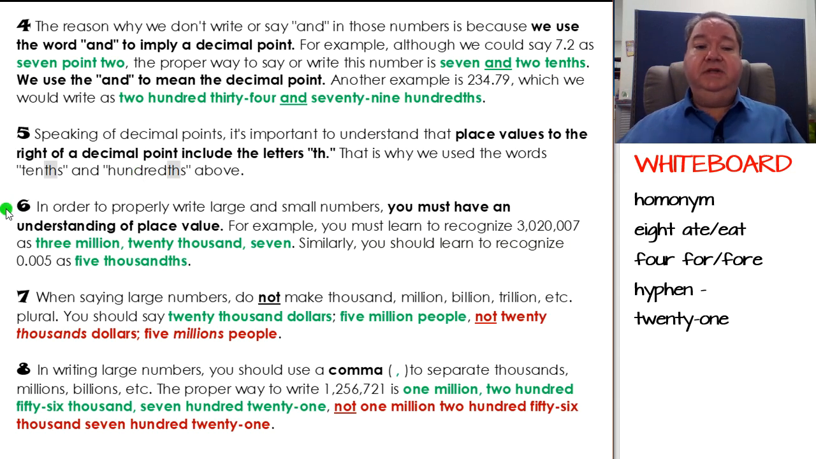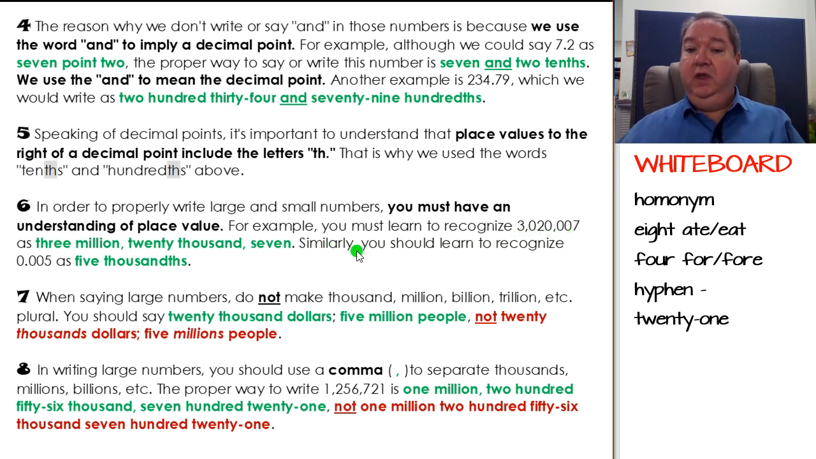Okay? Number 6. In order to properly write large and small numbers, you must have an understanding of place value. For example, you must learn to recognize 3,020,007 as "three million, twenty thousand, seven." We do not say "and."